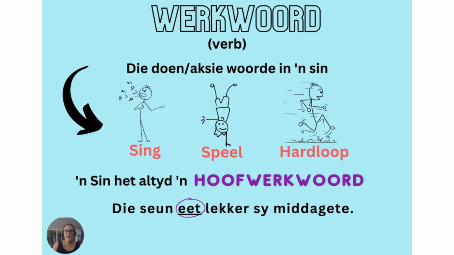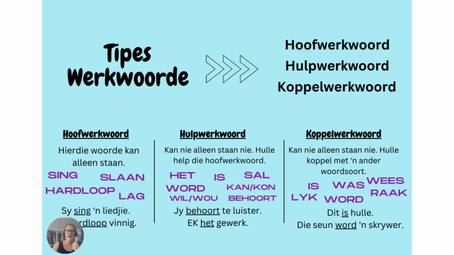Ons volgende woordsoort is die werkwoord. Die werkwoord is 'n verb. So 'n werkwoord is always iets wat jy kan doen. Something you can do. Dis 'n aksiewoorde in 'n sin. It's always your action. So jy kan sing, speel, hardloop. 'n Sin het altyd 'n hoofwerkwoord. So you always have a main verb, 'n hoofwerkwoord, en die seun eet lekker sy middagete. So what does he do? He's eating. Hy eet. So that is your verb, jou werkwoord.